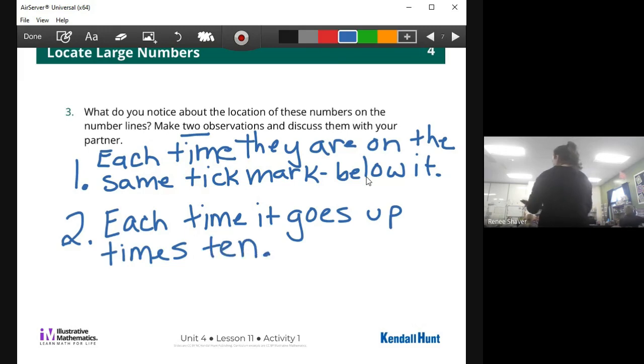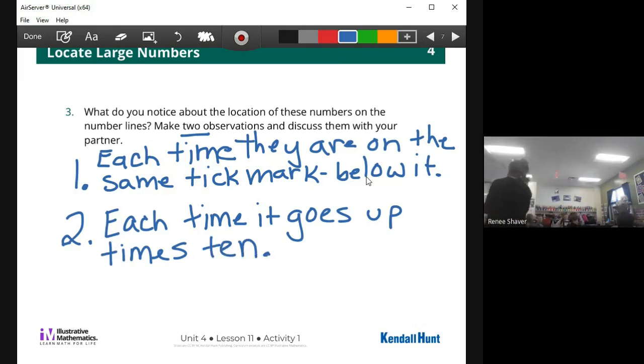Each time it goes up times 10. Okay, make sure you have 2 sentences ready. They're all related, I think is what we would want to say. Okay. Make sure you numbered so I can clearly see you have number 1 and number 2.